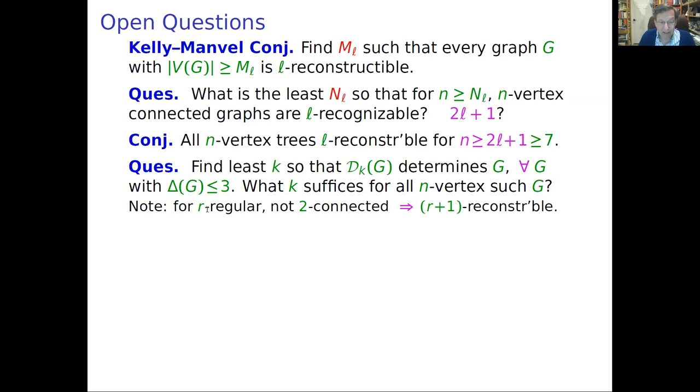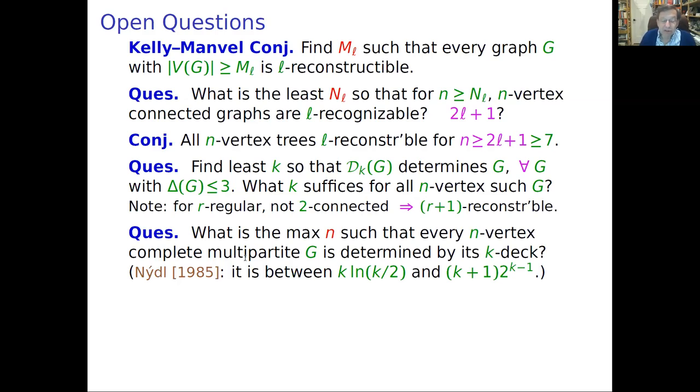Now here's something interesting. We talked at the beginning about complete multipartite graphs. And I told you that if the part sizes were bounded, then we have a nice bound on how many vertices are needed in the deck to reconstruct. And if we know that it's R part type, so the number of parts is bounded, then again, we have a nice bound. But Needle considered the question of just having, well, equivalences, he called them. In other words, complete multipartite graphs where neither the part size nor the number of parts is bounded. You just know the number of vertices.